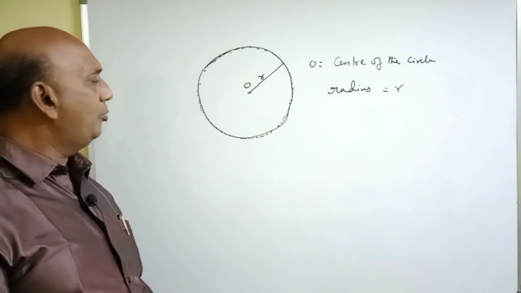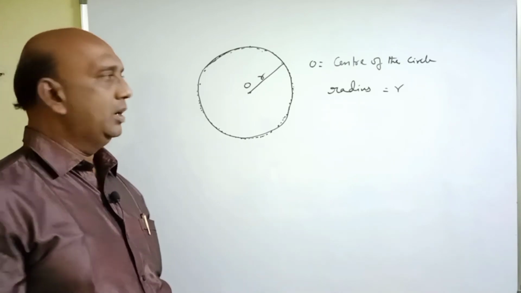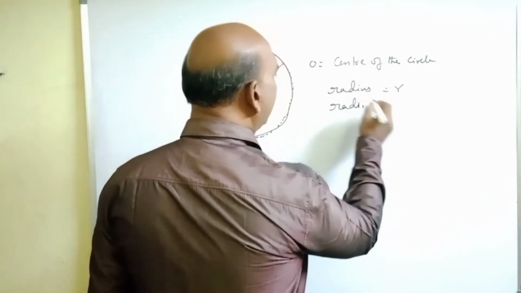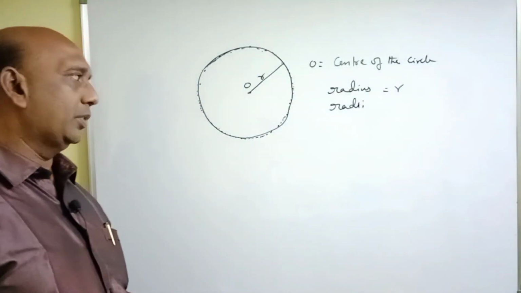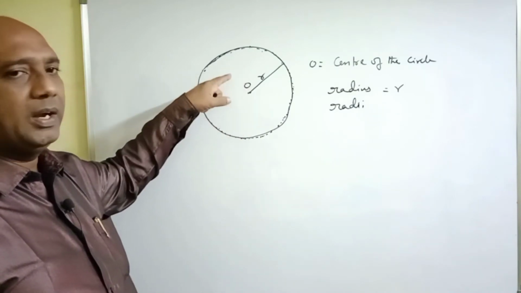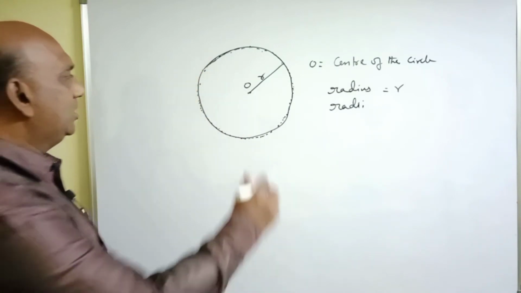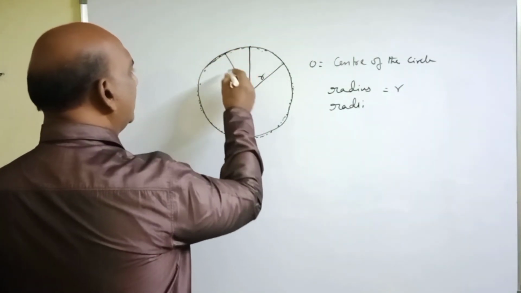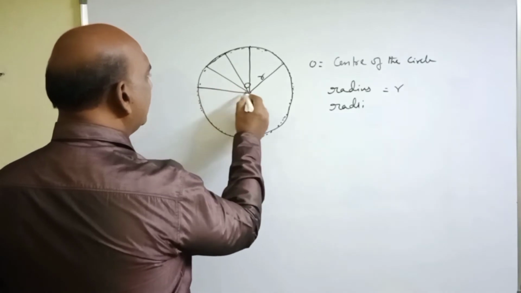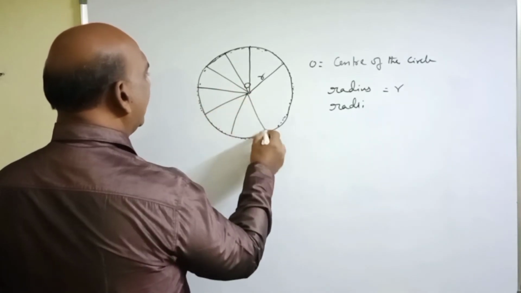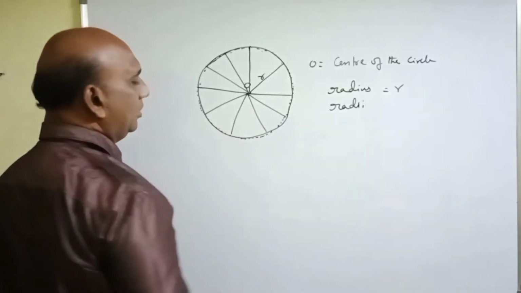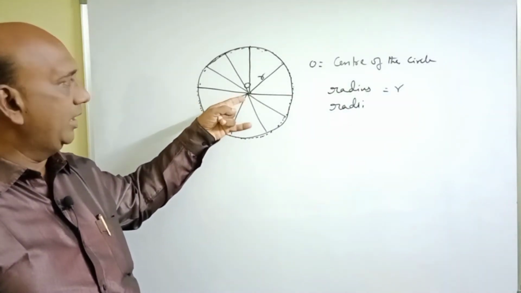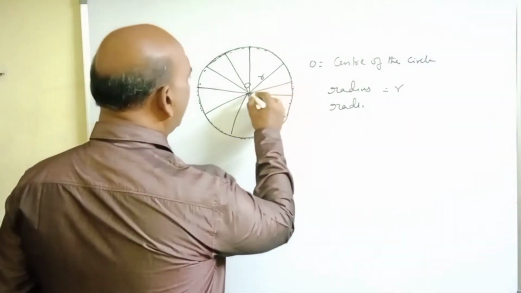So, like that, how many radii can we draw? Radius means singular, R-A-D-I-I, radii is plural. So, we can draw infinite number of radii to a circle. That means, if we join every point from the center of the circle, all these line segments are called radii of the circle. All these are radii, and we can draw so many radii.